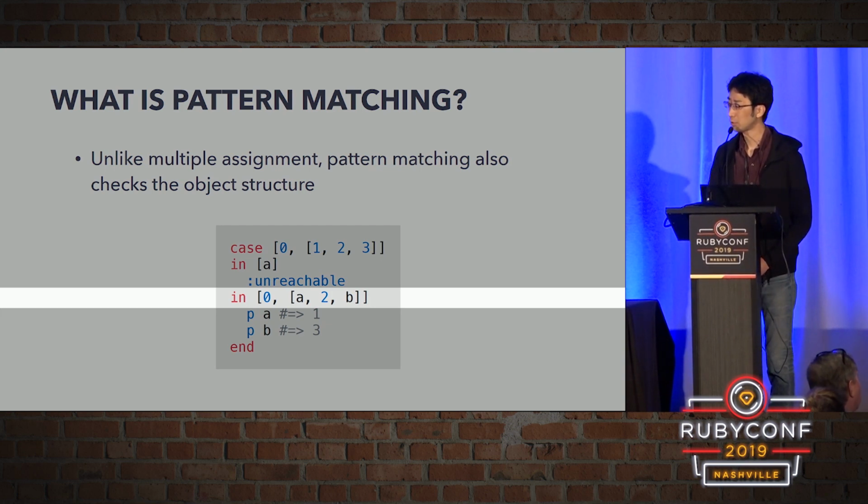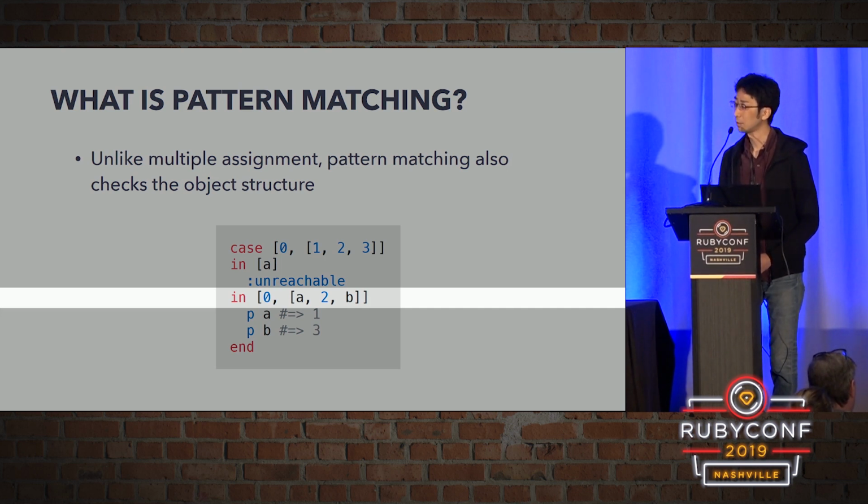What you have to pay attention to here is that there is not only a variable but also a value like 0 or 2. So pattern matching can check the object structure and assign its value to a variable at the same time. It is a convenient feature of pattern matching.